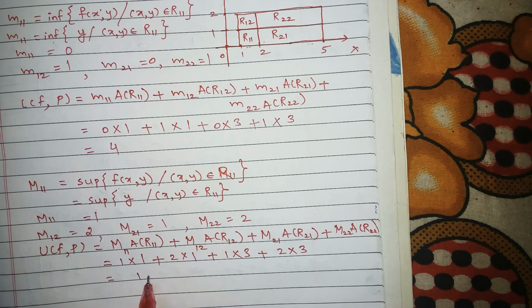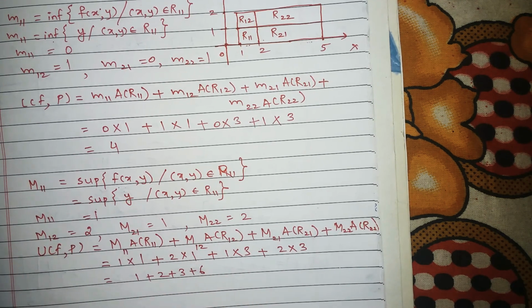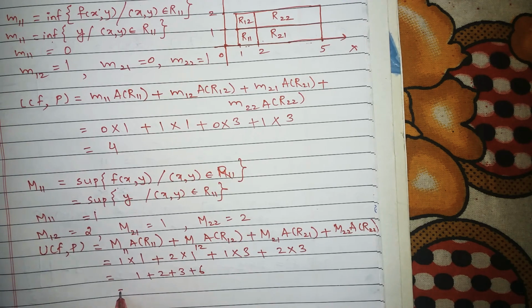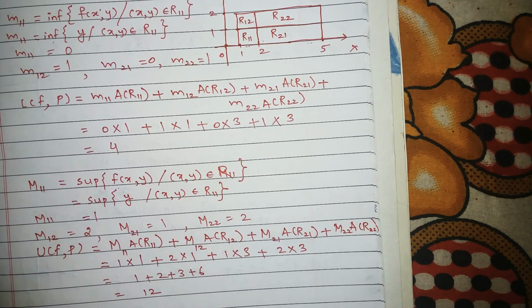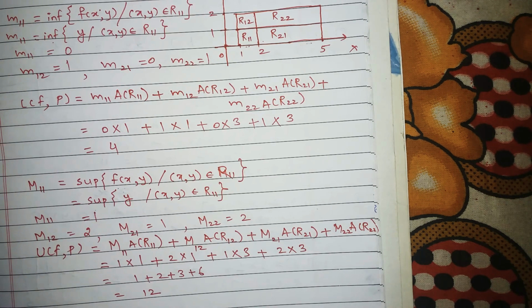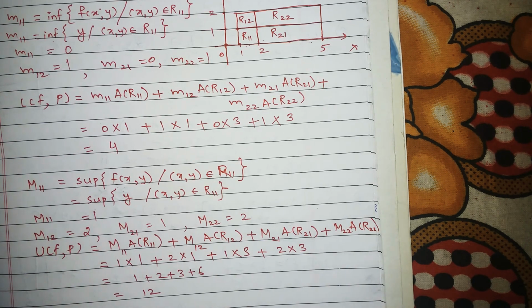So it is 1 plus 2 plus 3 plus 6, which is 12. So this is how you find upper sum and lower sum when you are given with rectangle, a function, and the partition of rectangle.